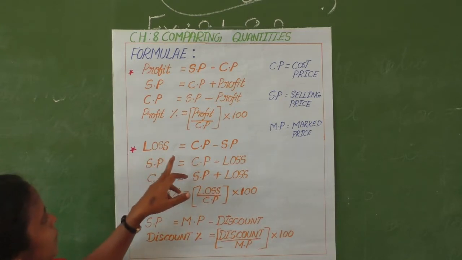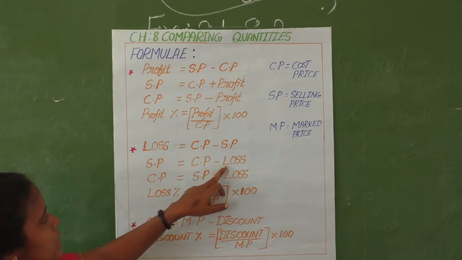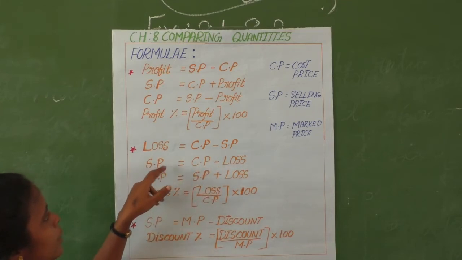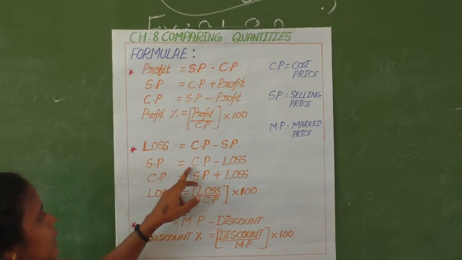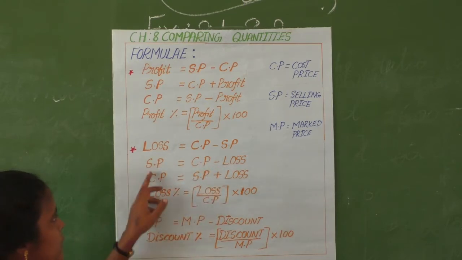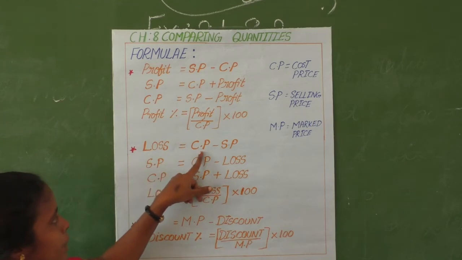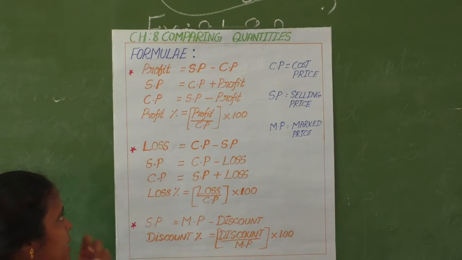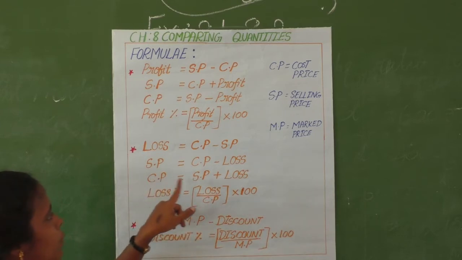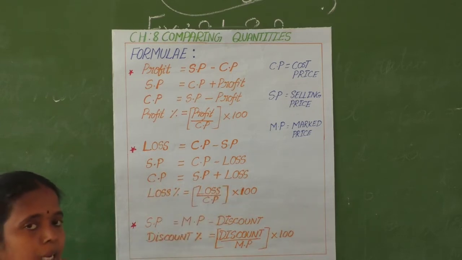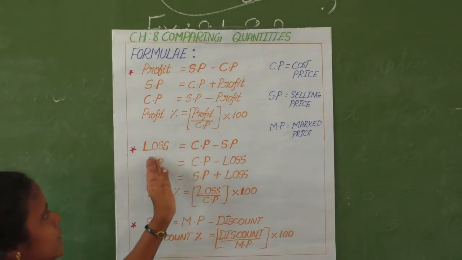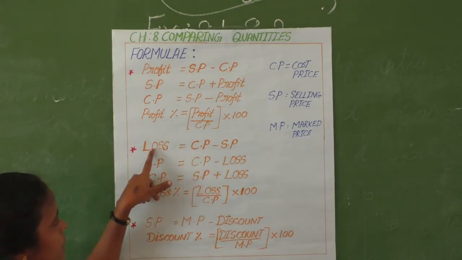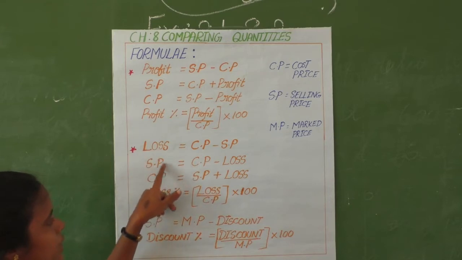At the time CP is given, loss is given. How do you find SP? You have to subtract both. SP equal to CP minus loss. They are asking SP to find. What is the formula? Both to be subtracted. So SP equal to CP minus loss. If CP is wanted, both to be added. CP equal to SP plus loss. Just by shifting the term from here to there, from this main formula you can get these two formulae.